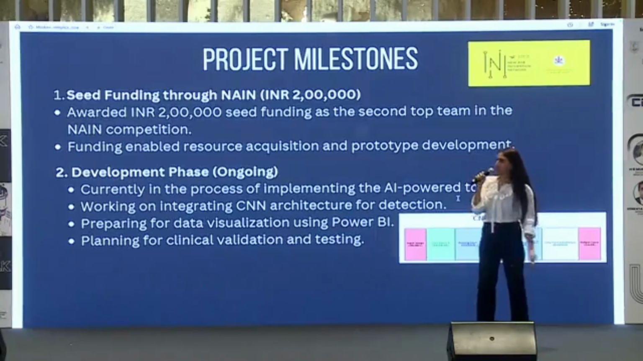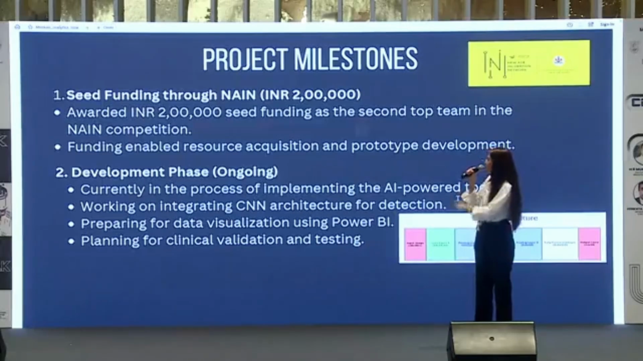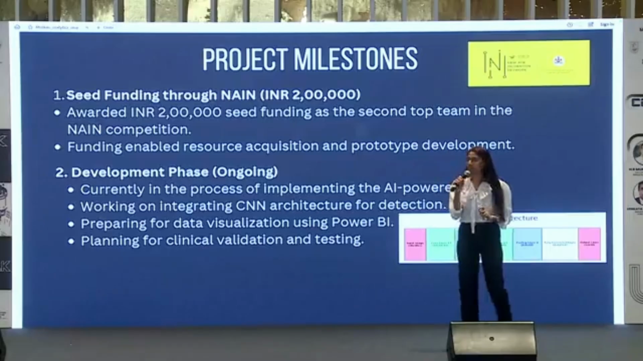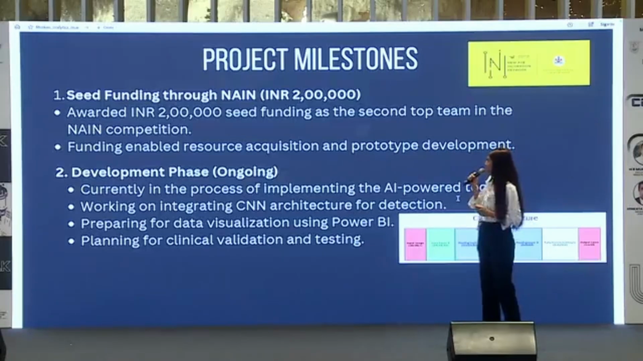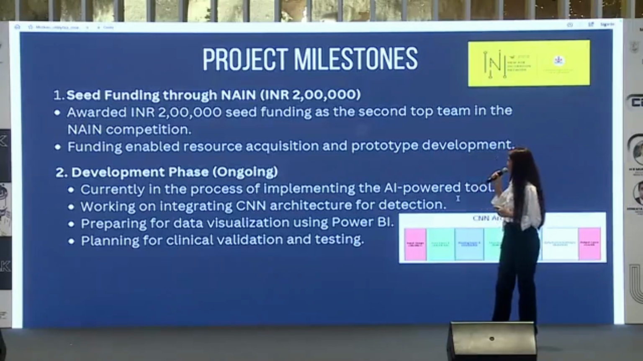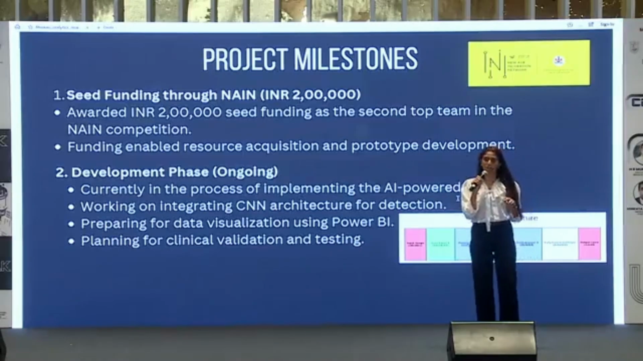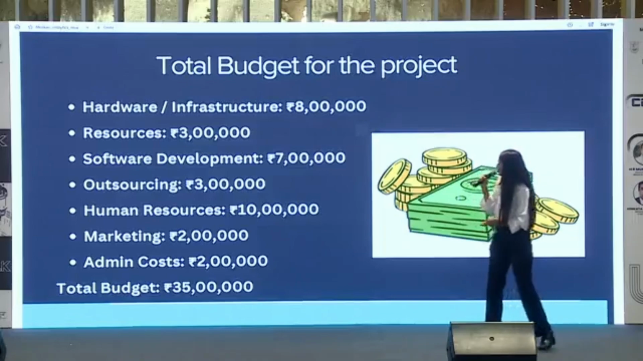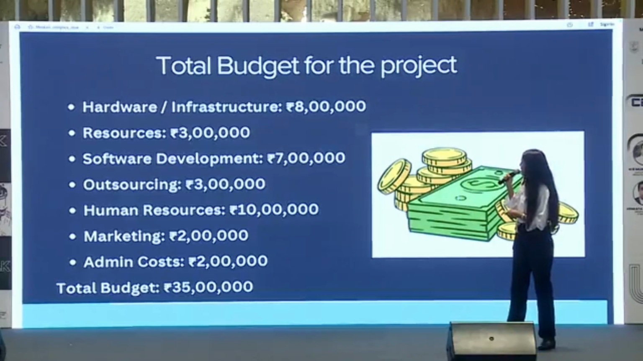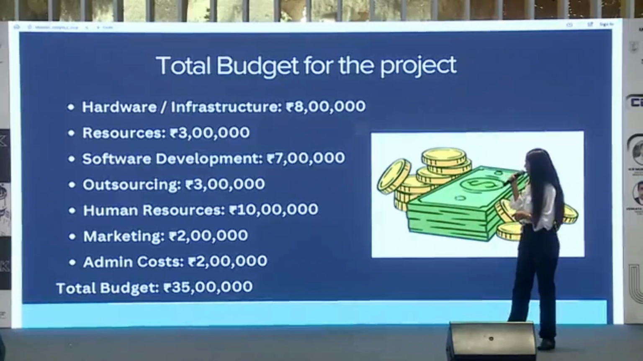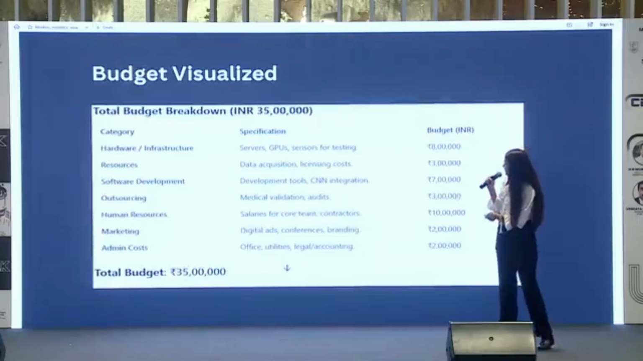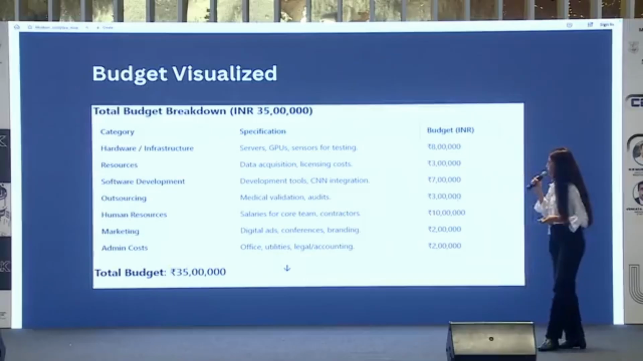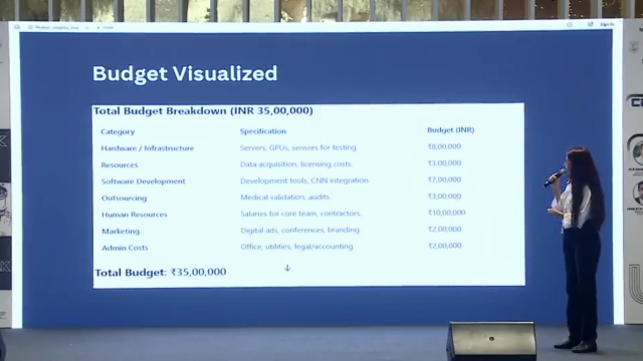Our project milestone is we have so far received seed funding through NAIN, that is New Age Innovation Network, worth rupees 2 lakhs. And we have also been in the top team for getting funding. Time up. And this is our total budget. For hardware, 8 lakhs, resources 3 lakhs, and totaling it will be 35 lakhs. When we visualize the budget, it is the same, but we have put it in a table.